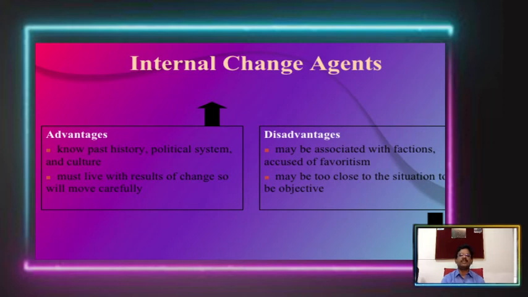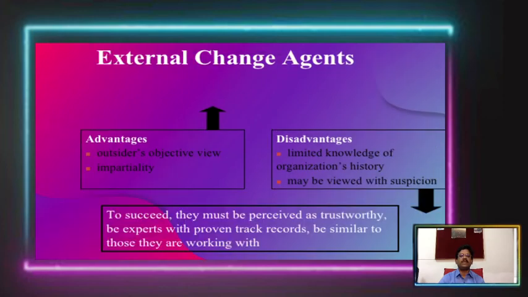Sometimes we hire and take the assistance of external people, and that is a different aspect. But when we are using internal employees as change agents, sometimes you find disadvantages also. Disadvantages may be associated with factions and accusations of favoritism. They may also be too close to the situation where we have to come out with some kind of change. These are some reasons that work adversely when you want to bring change in the organization.